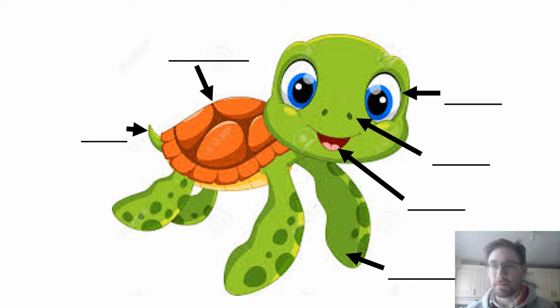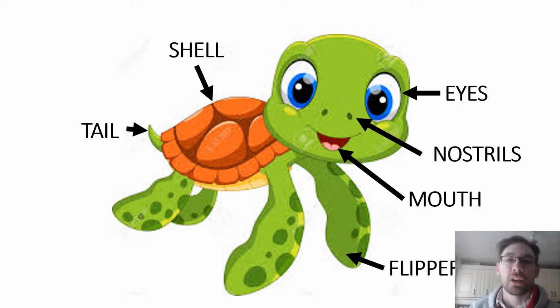Okay, so see if you can work your way around to each of them. Now turtles, they can grow to be pretty big, so over 1 metre long, and they can weigh quite a lot too, quite heavy because of their shell. Oh, that might just give one away, mightn't it? Okay, let's have a look. There we are. So we've got eyes, nostrils, mouth, flippers, shell and tail.